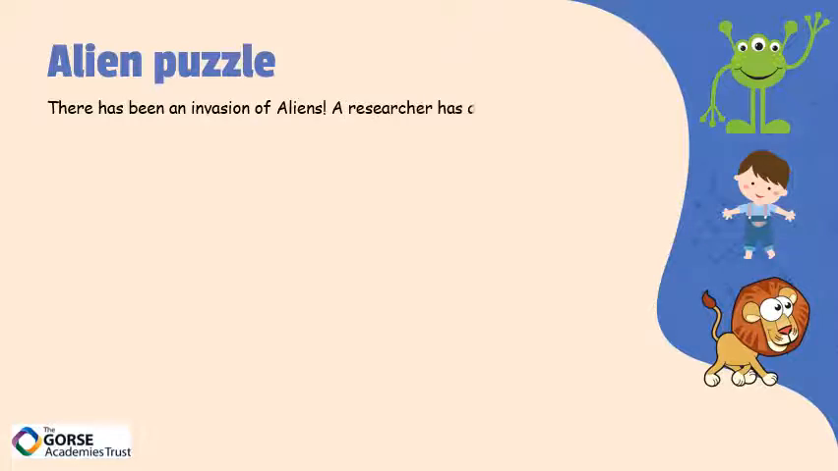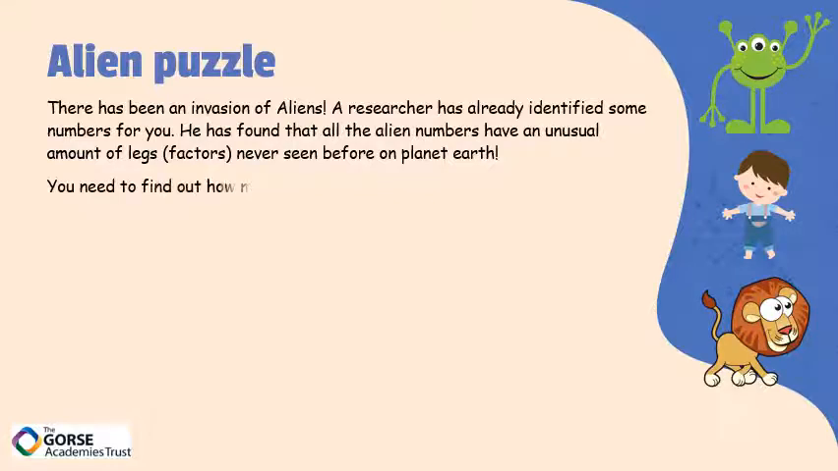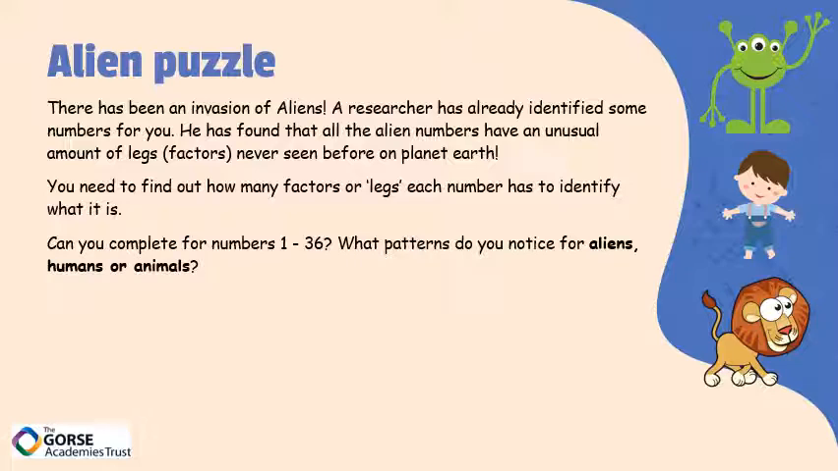So here's today's problem, Aliens Puzzle. There has been an invasion of aliens. A researcher has already identified some numbers for you. He's found that all the alien numbers have an unusual amount of legs, or factors, never seen before on planet Earth. You need to find out how many factors or legs each number has to identify what it is. Can you complete for numbers 1 to 36? And what patterns do you notice for aliens, humans or animals?